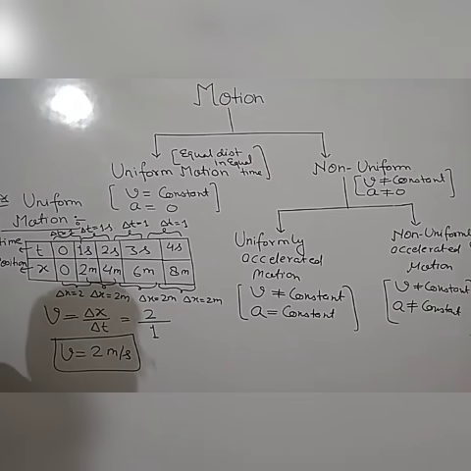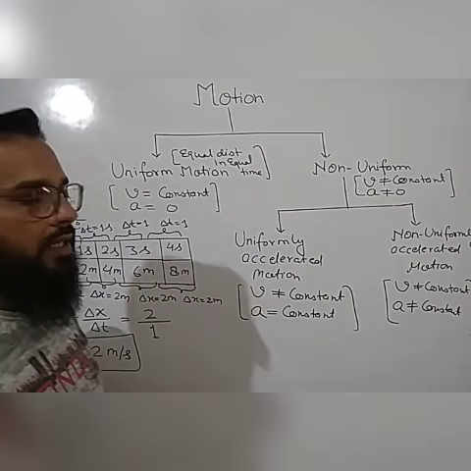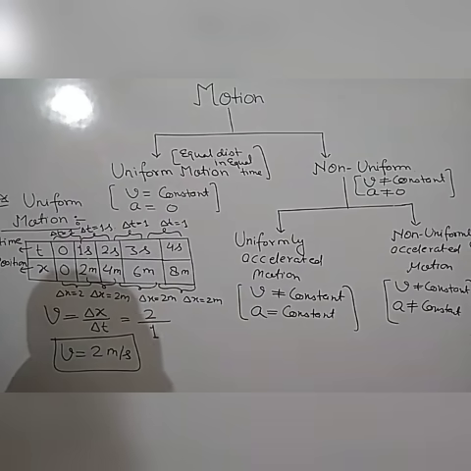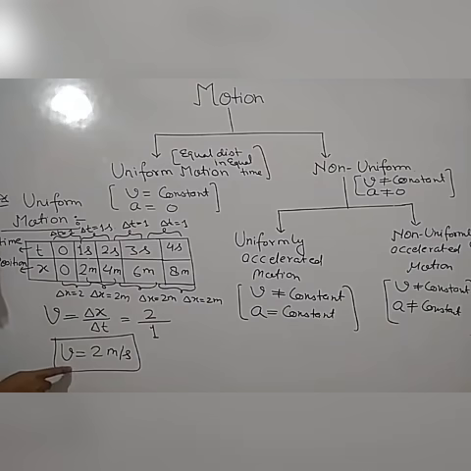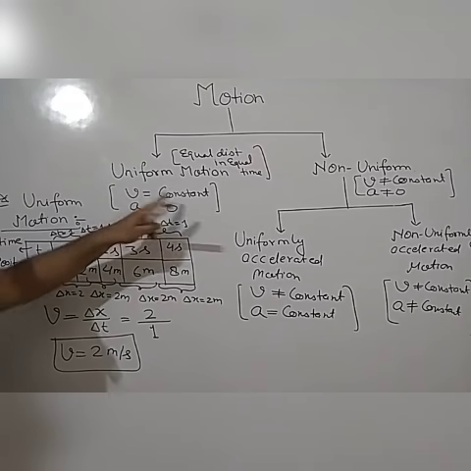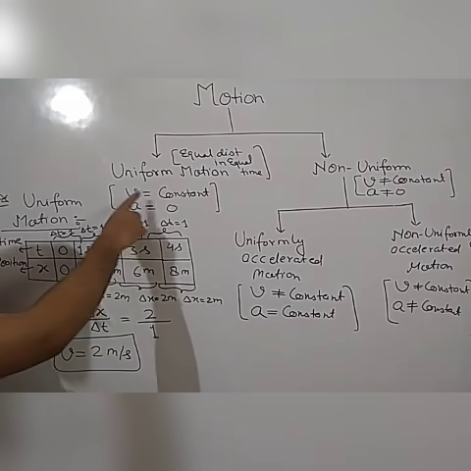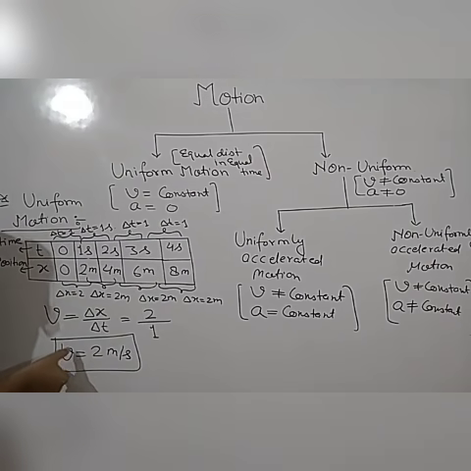So we can say that when a body moves in such a way that it covers equal distance in equal interval of time, then the motion is said to be uniform motion. And for uniform motion, if we find out the velocity, then it comes out to be constant. That is why what I have written here is v is equal to constant. So now you can see why the velocity is constant. I have taken an example. The value of velocity is coming out to be 2 meter per second.